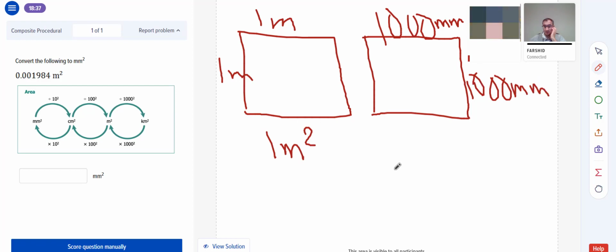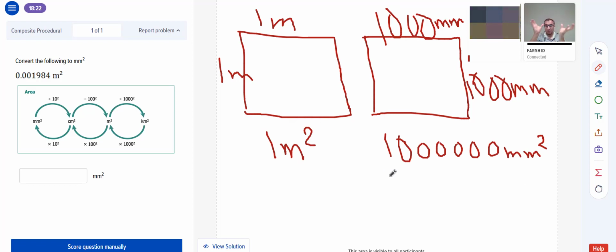Isn't it? That's actually 1 million square millimeter. So now these two areas are the same. They are equivalent to each other. Isn't it?